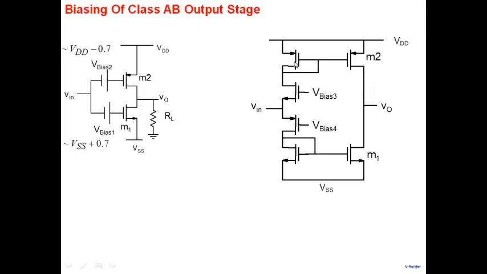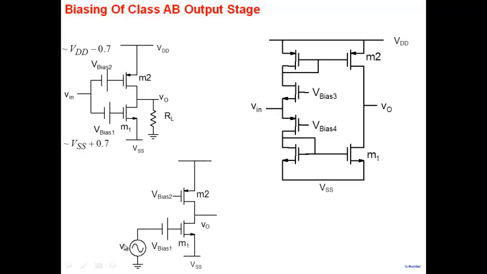So the idea is that I use a stage like this, and V bias 3 and V bias 4 will cause an appropriate amount of current to flow in this and this transistor, and thereby keep M2 and M1 biased close to threshold. That's the idea. But then note this has to be connected to the previous stage, which is nothing but here, and you can see a problem, because this is a gain stage, and if I just connect it here, what happens?